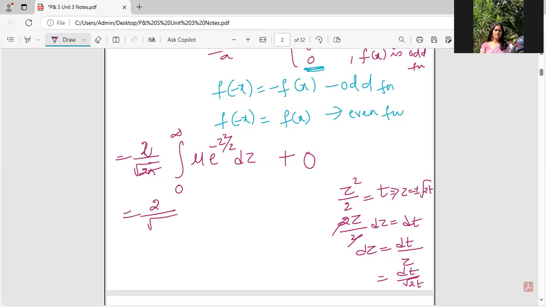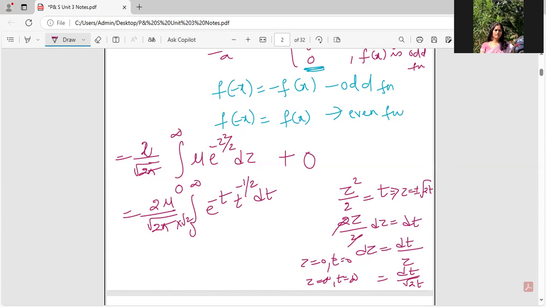2 by root 2 pi. The limits don't change. For z equal to 0, t is 0. For z equal to infinite, t is equal to infinite. So the integral is from 0 to infinite, and mu can also be taken out. E power minus t is there. And dz would be dt by root 2. Now root 2 I can write outside. Root t is there in the denominator, right? I'll take it to the numerator. It would be like this.